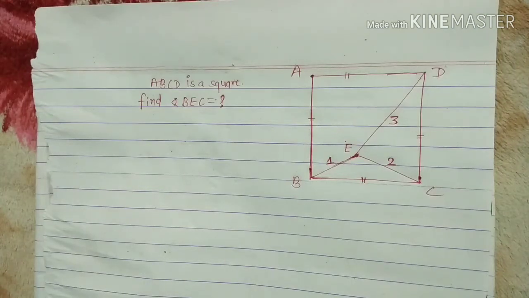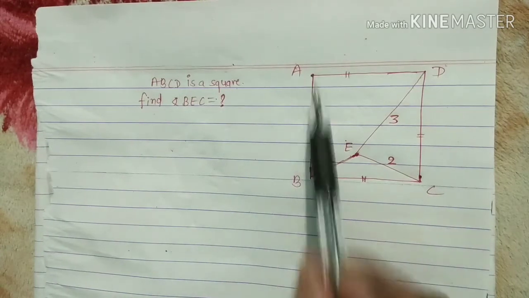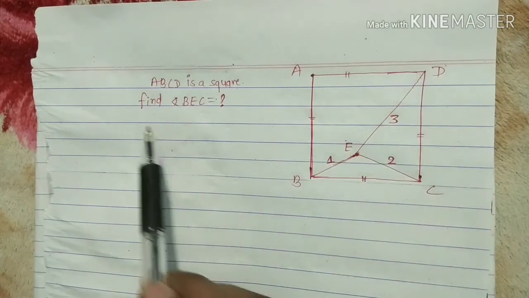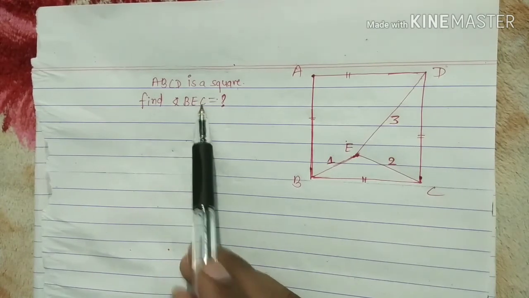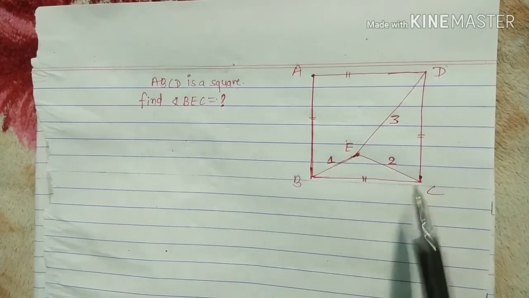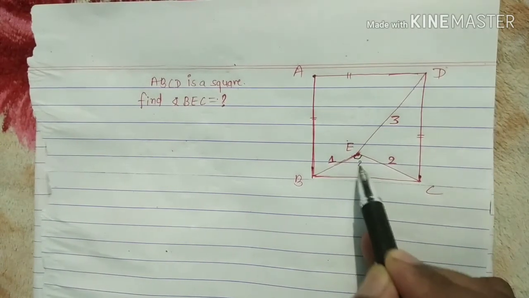Today I came here to solve another very interesting question. As you can see here, the question is: ABCD is a square, and it is asked to find the measure of angle BEC. So this is the angle we need to find here.